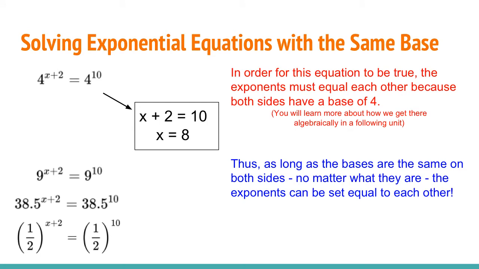So here are 3 more quick examples. If you had 9 to the x plus 2 equals 9 to the 10th, or 38.5 as your base on both sides, or even 1/2 as your base on both sides. As long as it's the same on both sides, you can set the exponents equal to each other, and you would end up with the same equation in these particular examples, and x would equal 8.